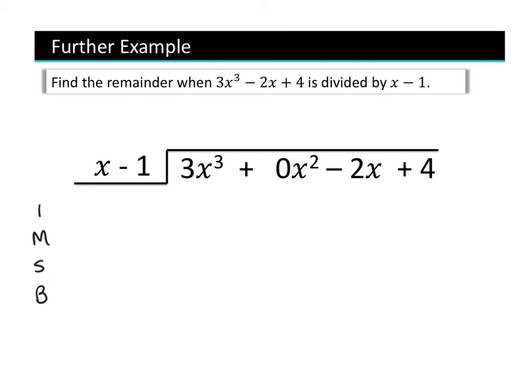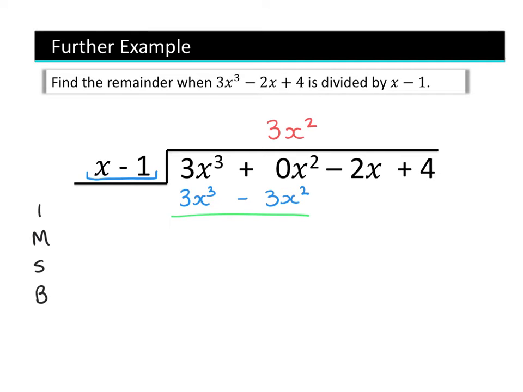Okay, so everyone should have at least been able to do this first step: into, how many x's go into 3x cubed. It is in fact 3x squared. We now have multiply, so we're going to multiply 3x squared by each of the terms of the divisor. So 3x squared times x, 3x cubed, 3x squared times minus 1, minus 3x squared. We're now going to subtract.